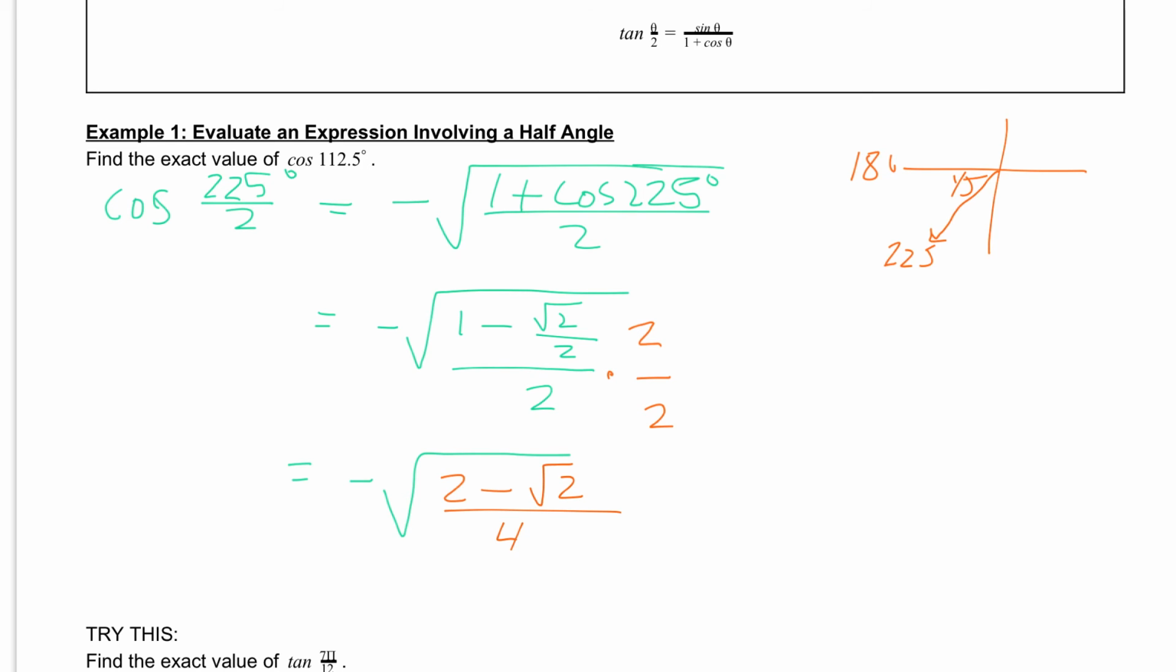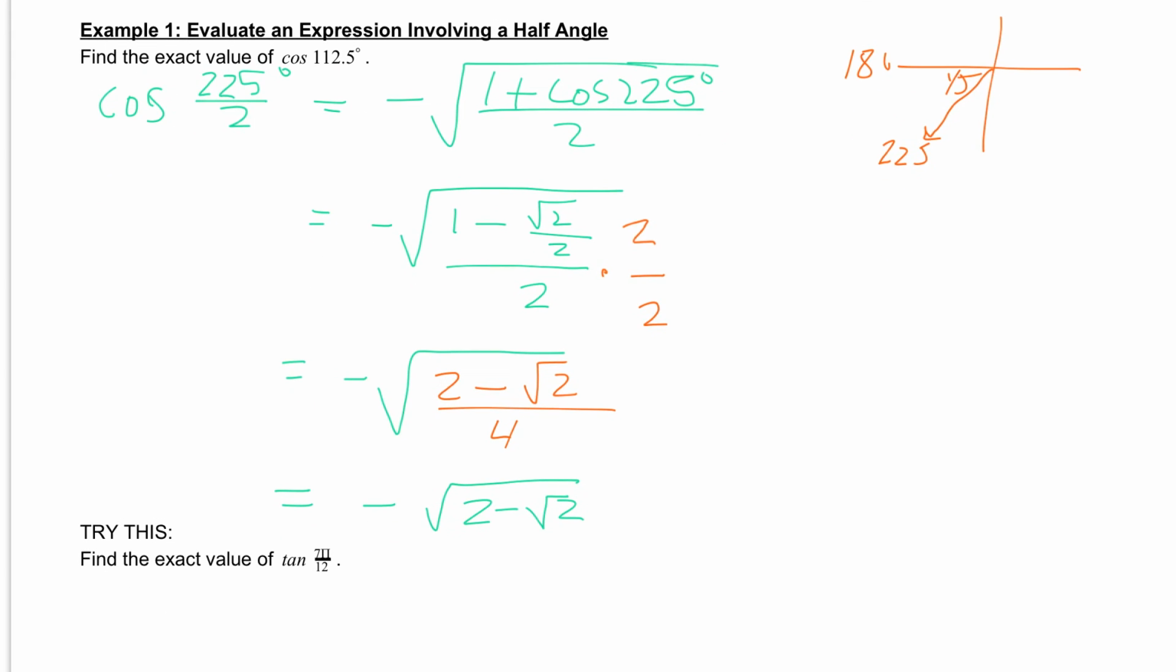I can take the square root of both the top and the bottom. So I'd have negative square root of (2 minus the square root of 2) all over the square root of 4, which is just 2. And this is my final simplified answer. If you have questions, let me know.